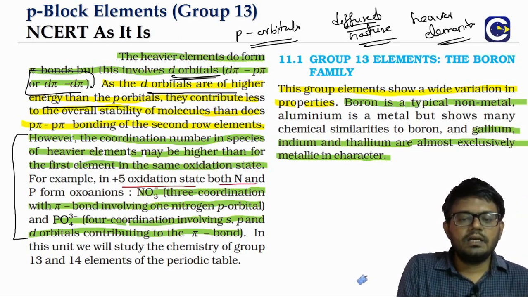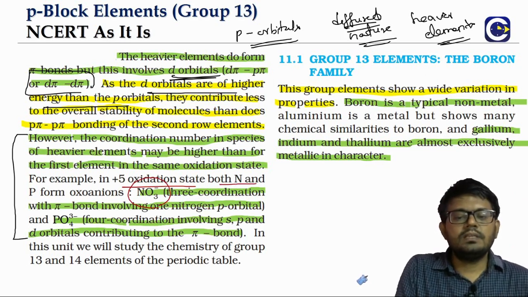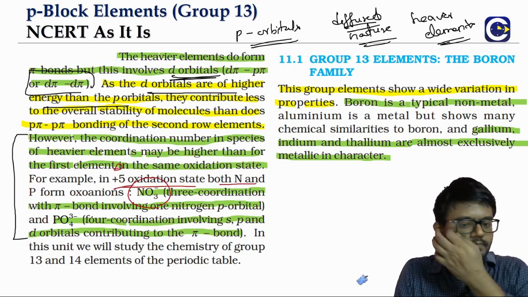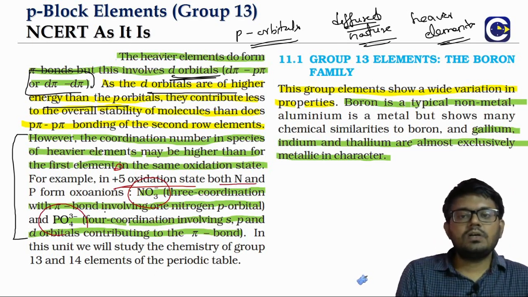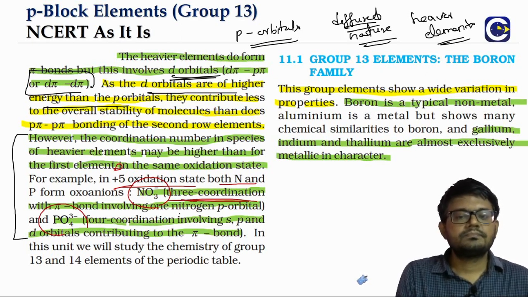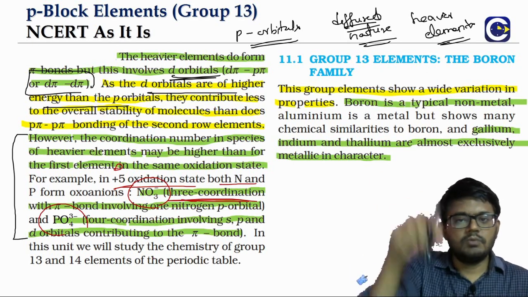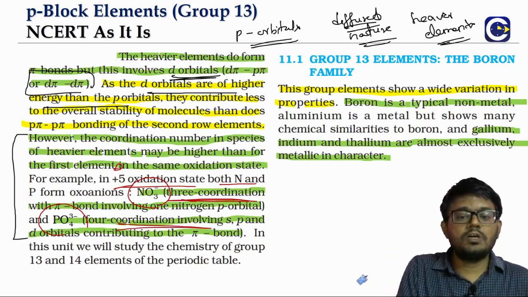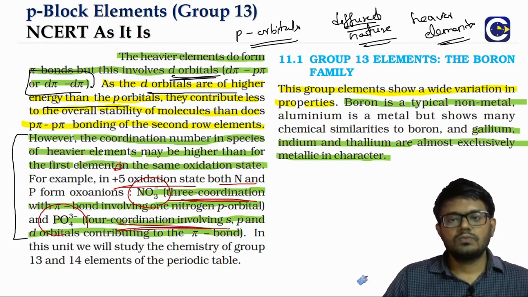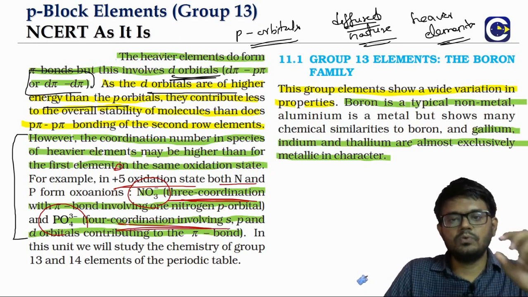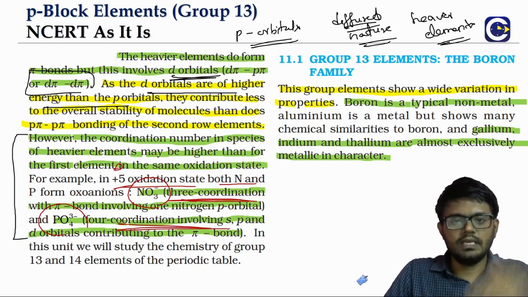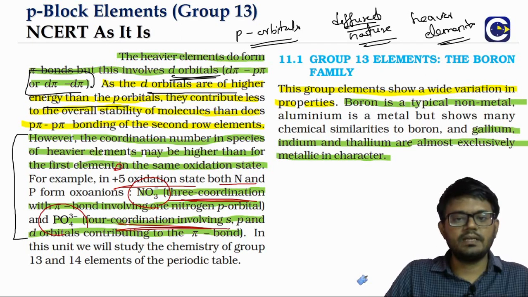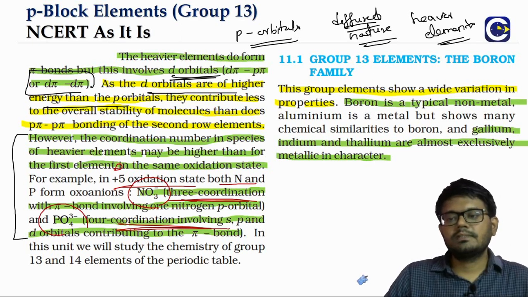Suppose I take the nitrate ion, NO3 minus. In this, the oxidation state of nitrogen is +5. We take the phosphate ion. In this, the oxidation state of phosphorus is the same, +5. But the coordination number of nitrogen is only 3. It is bonded to 3 oxygens. Whereas the coordination number of phosphorus is 4. So we will pick up 2 compounds, one of the second row element and the other of the heavier elements, having the same oxidation state, where the coordination number will generally be maximum for the heavier elements.